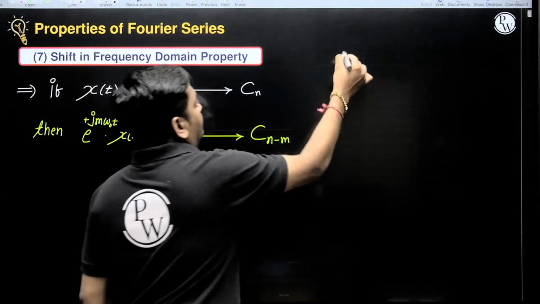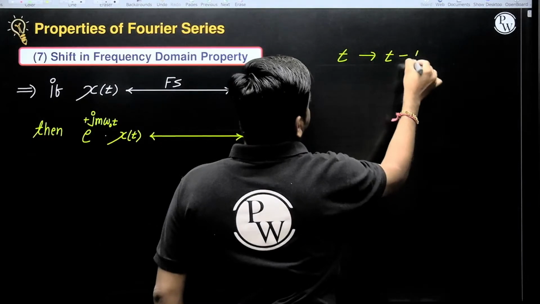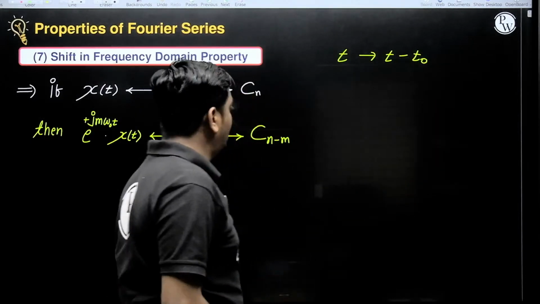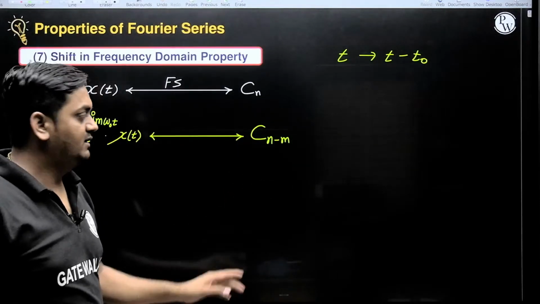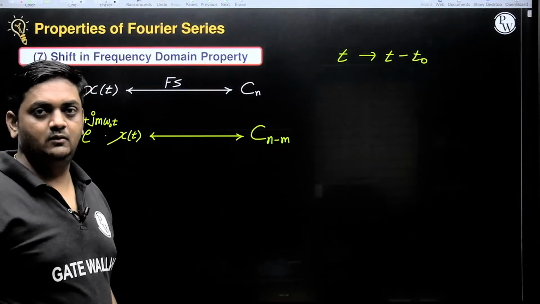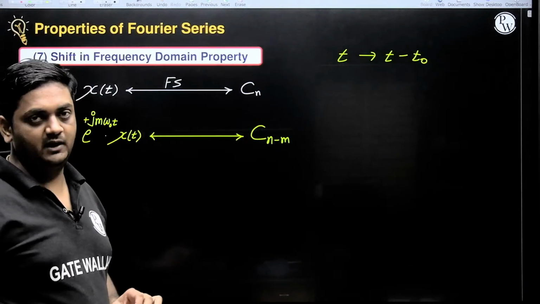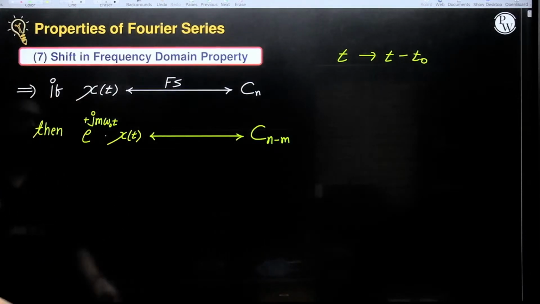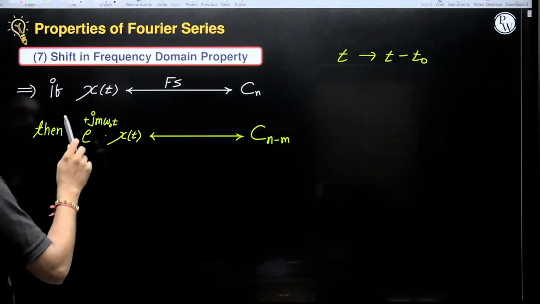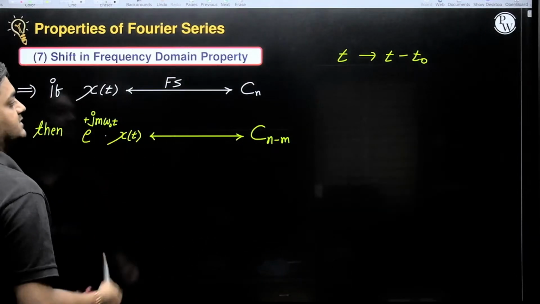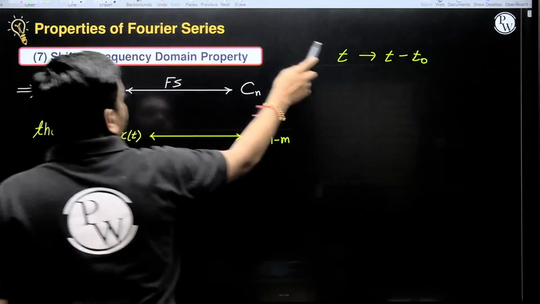One more important part: in time, t becomes t minus t naught for a right shift. In a similar way, n becomes n minus m. All the samples will shift right side by m amount of time or m amount of integer value. So here plus m and right shift, and here n becomes n minus m. Opposite sides, guys. Are you getting it?